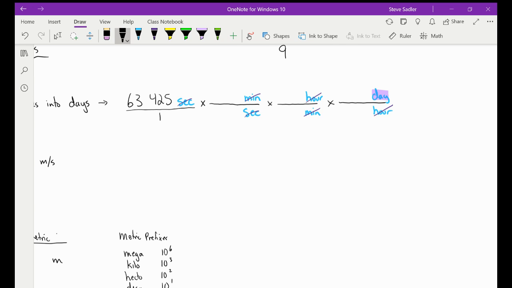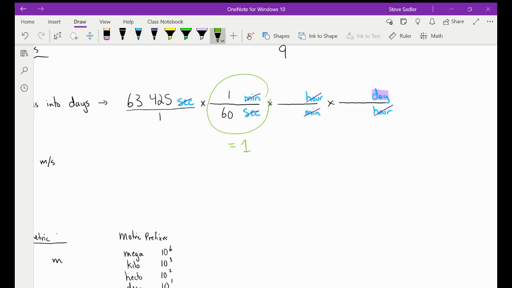Now you can go in and put the numbers in. And the numbers you're putting in need to equal 1. And what I mean by that is, in 1 minute, we have 60 seconds. That's the same amount of time. That's the same value. So this whole fraction equals 1.